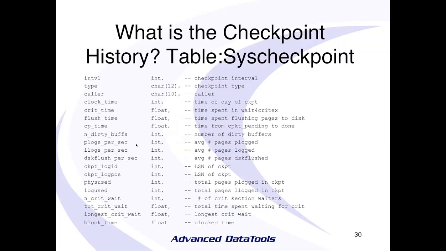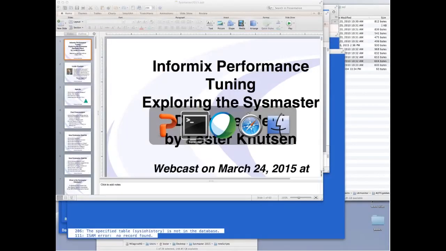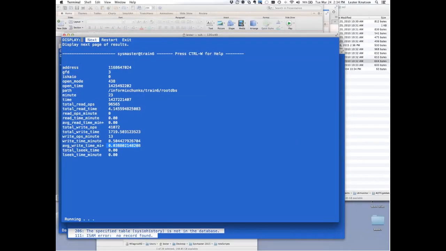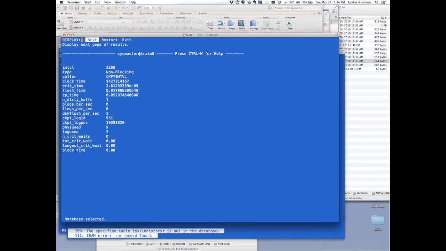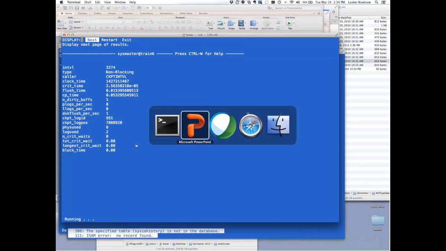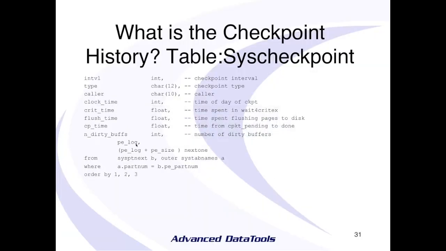Syscheckpoint gives you the history of your checkpoints. And this is another one I really like because now you have a table that has, I think it's the last hour or so of your checkpoints. And you can see what your checkpoints were doing on that server. Much like onstat -g ckp, which shows you what your checkpoints are doing in onstat.